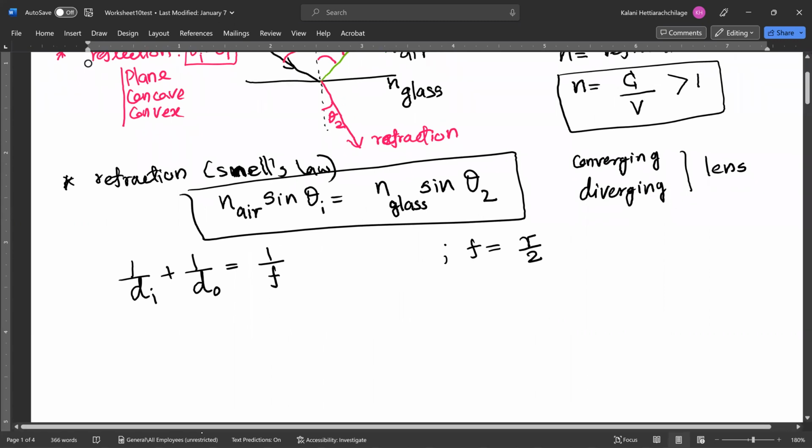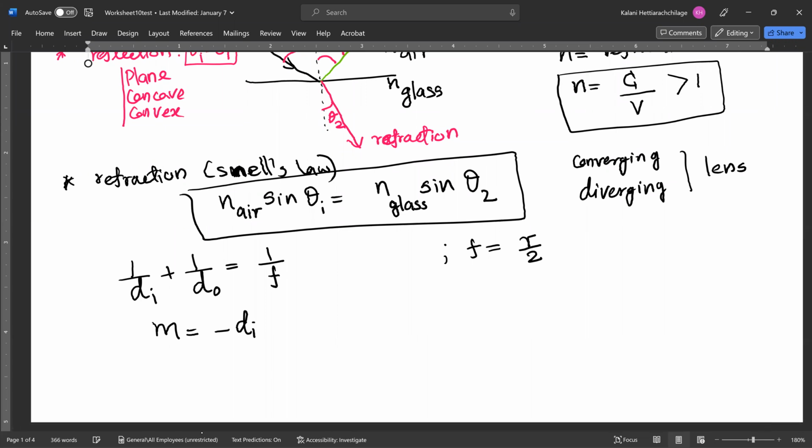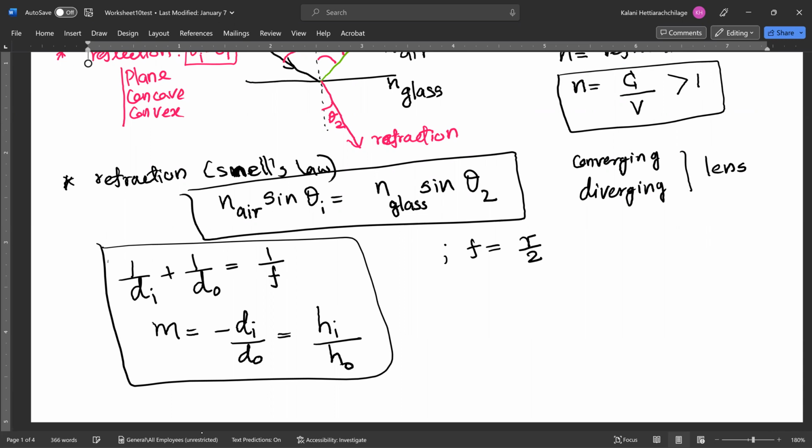In addition to that, we write the magnification using di over d naught, and this will also be equal to the height of the image divided by the height of the object, right? Those are the formulas that we use to find the image location in lenses and also in mirrors. The same equations, same formulas. Those all have very important information. The virtual image is one thing that you need to know.